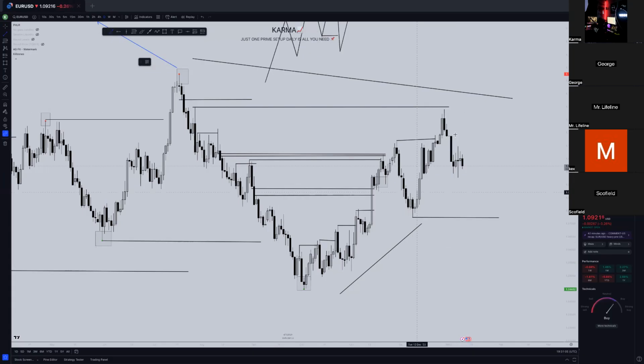So now, if this pullback is coming in right now, where is it most likely to get to? It is most likely to come and do what? Fill this gap. Week to week. It's most likely to come and fill this gap. That is for the buy side.